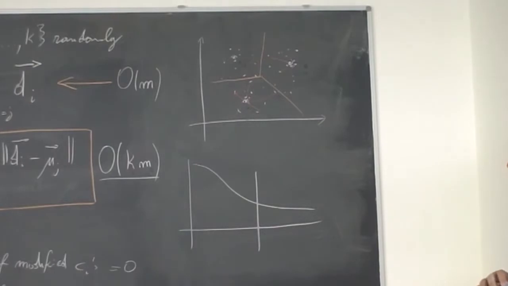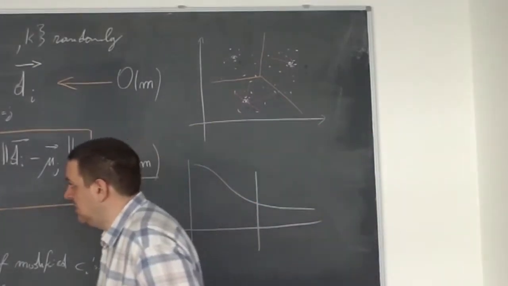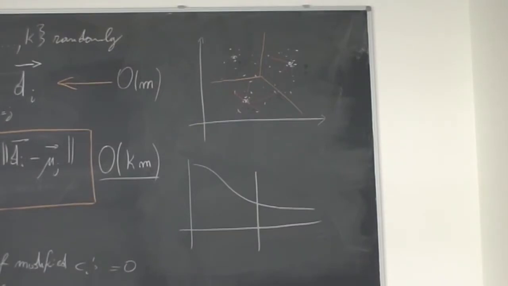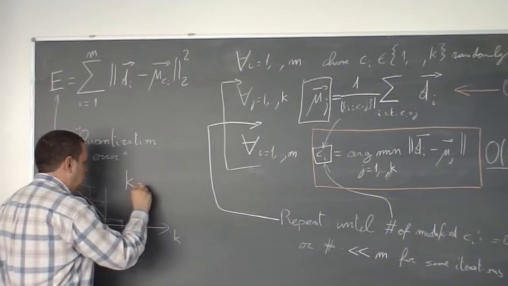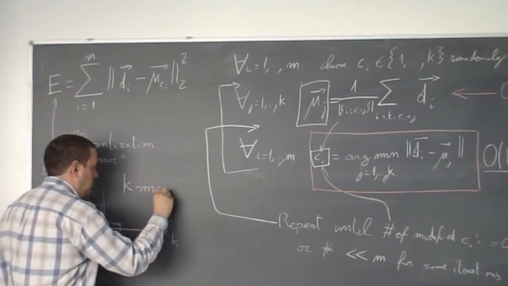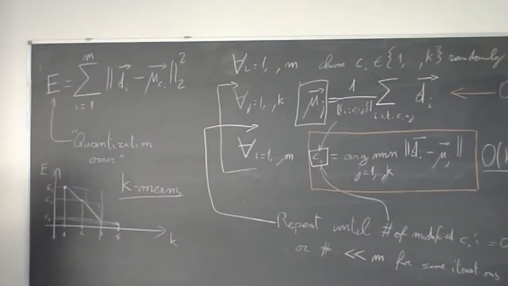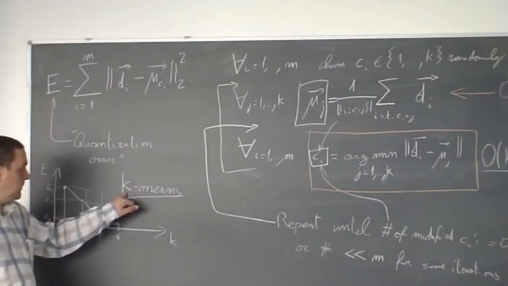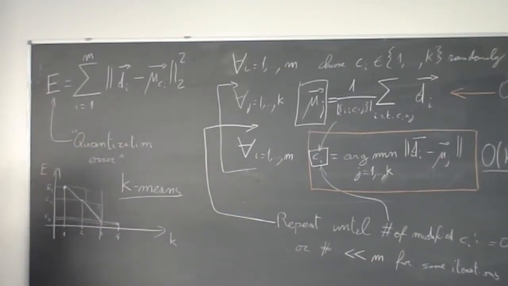Okay, this algorithm is called the k-means algorithm. You are actually trying to find k different arithmetic means of your set.